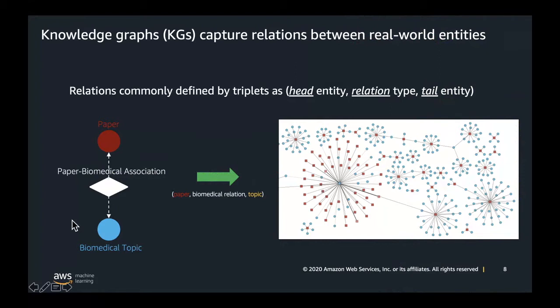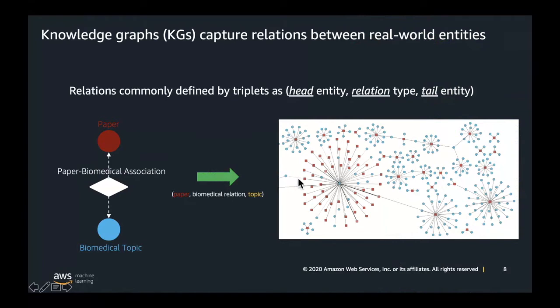So on the left here, you can see that we have, let's say, a paper node in red, and at the bottom in blue, we have a biomedical topic that has been found within this article. So we can create this triplet where we have a paper, a biomedical relation, and a topic, creating this triplet relation.